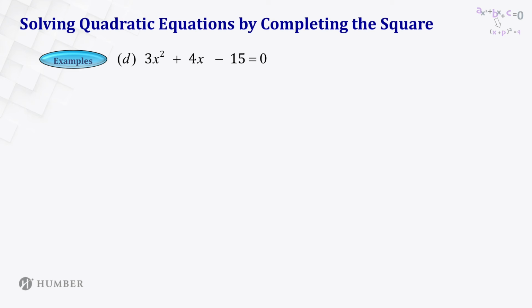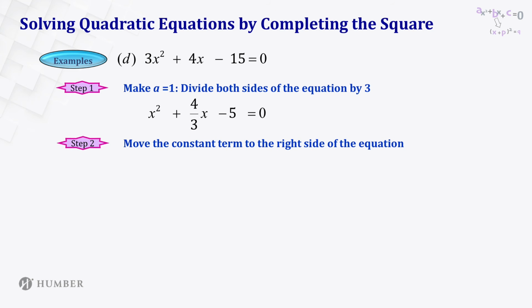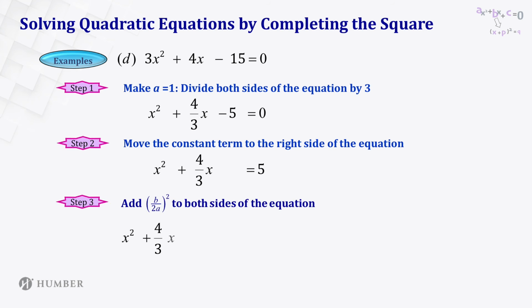Step 1. Since this question has a leading coefficient 3, let's divide the entire equation by 3 to get x squared plus 4/3 x minus 5 equals 0. Step 2. Move the constant term negative 5 to the right side of the equation. Step 3. Look at the coefficient of x term, which is 4/3 in this case.